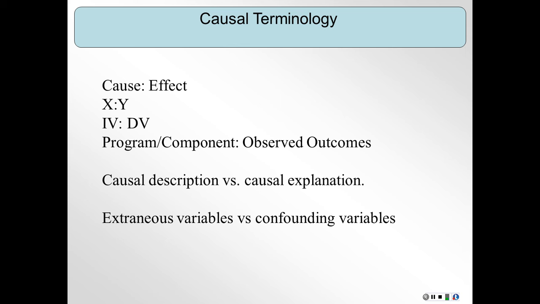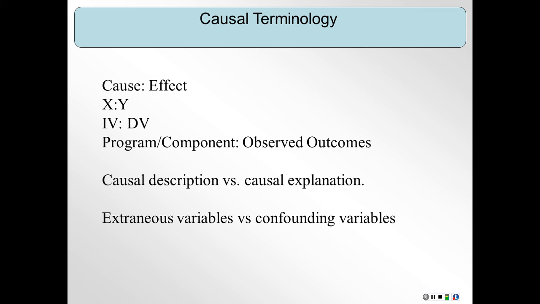Typically, extraneous variables refers to the idea of any variable that may compete with the independent variable in explaining the outcome of a study. These are our z variables. Okay, so an extraneous variable may compete, may be an alternate explanation.